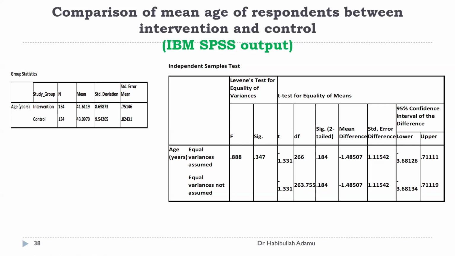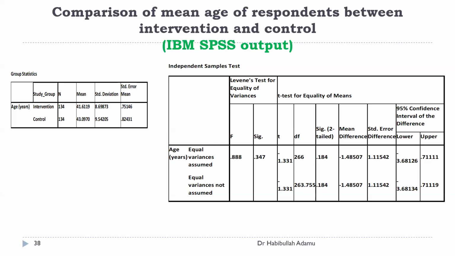So before you know which of the p-values to use under that sig two-tailed, you must find out whether the variances are equal or they are not equal. Because one of the requirements, one of the assumptions when you are using t-test is that variances are equal. It's one of the assumptions.